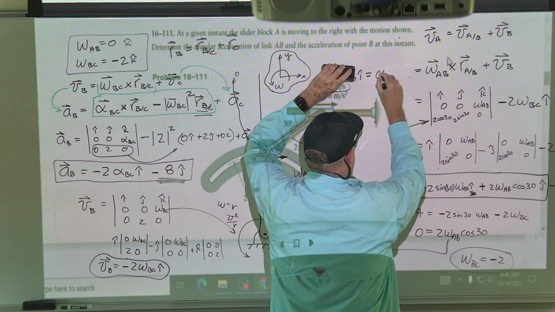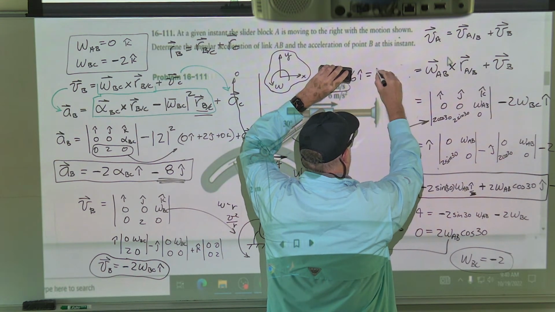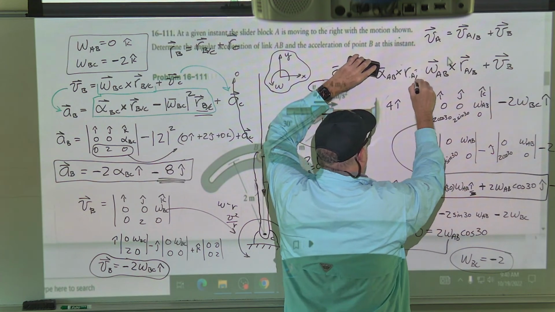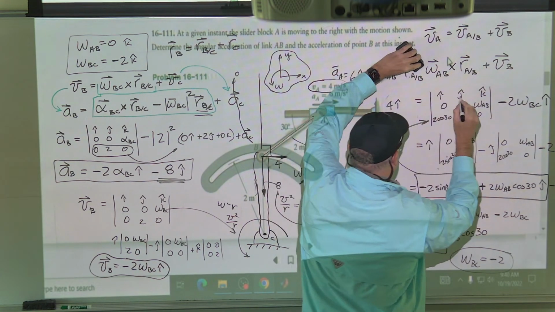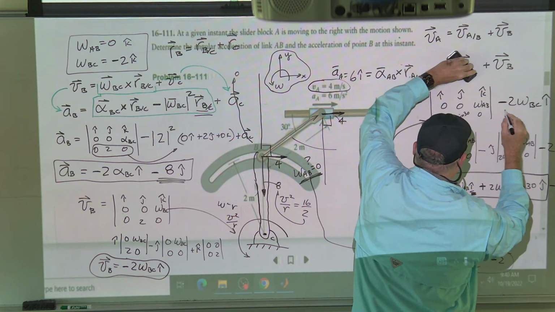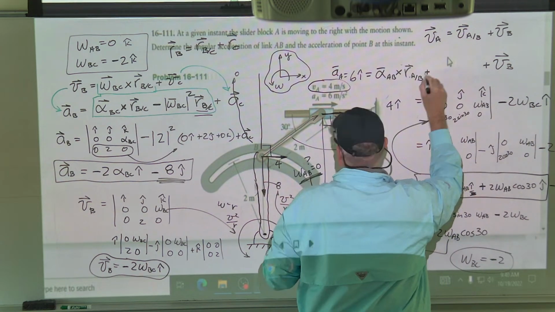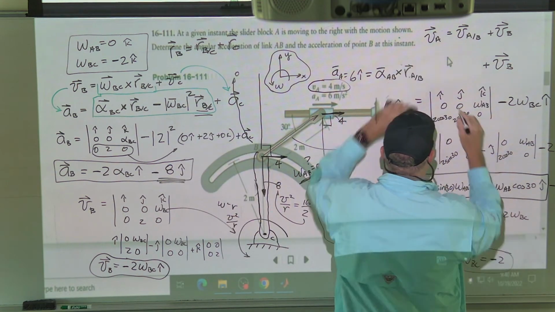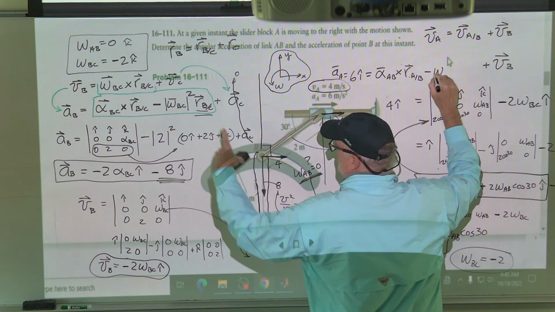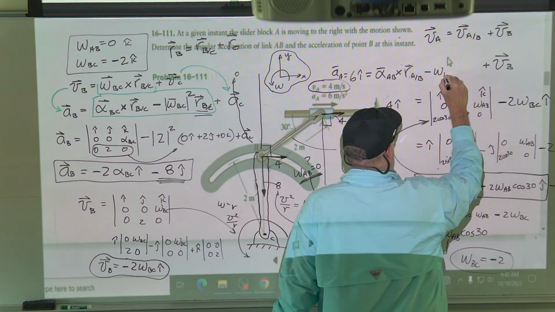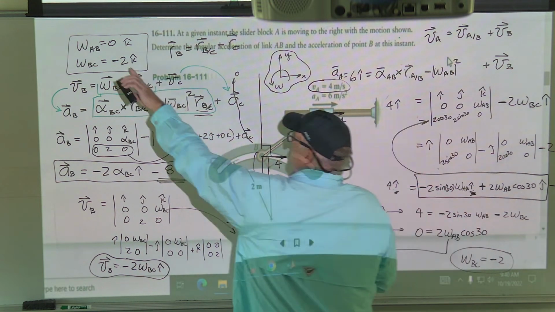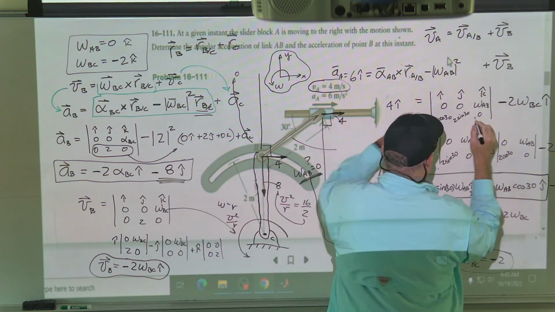equals alpha AB crossed RAB plus, minus omega, instead of BC, it's AB, and guess what? This is really convenient because it doesn't exist.